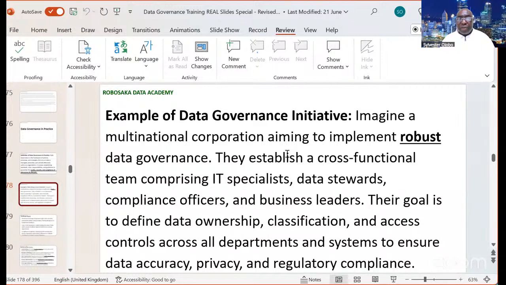Imagine a multinational corporation aiming to implement robust data governance. They establish a cross-functional team comprising IT specialists, data stewards, compliance officers, and business leaders. Their goal is to define data ownership, data classification, and access control across all departments and systems.